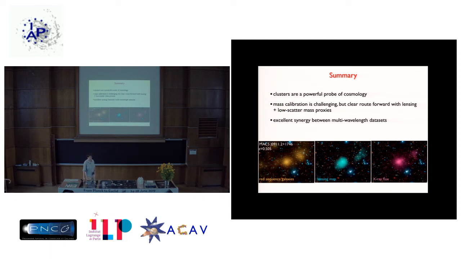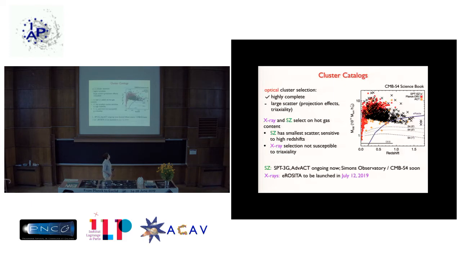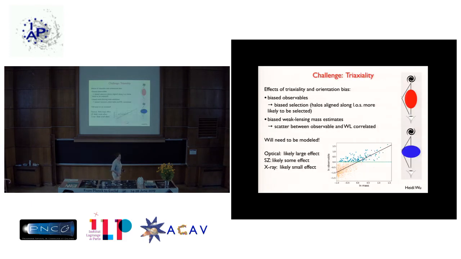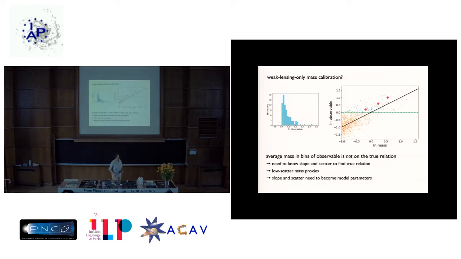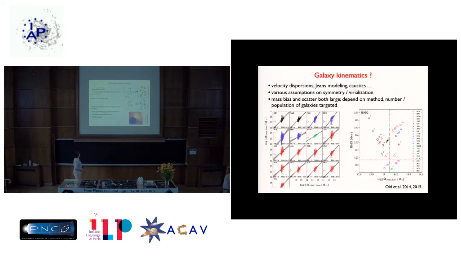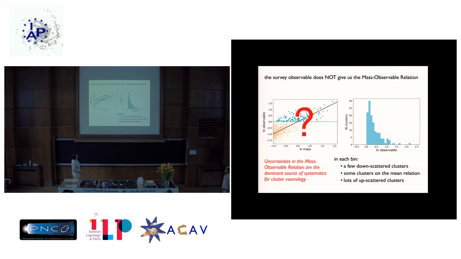Okay. Why bother going through masses and intermediate steps? Why don't I just do simulations, you know, predict the SZ observable and do the comparison against simulations? So I hear that question quite often, including from simulators. It's really hard, okay? Let me go back to right.